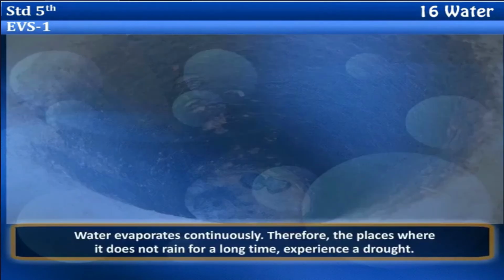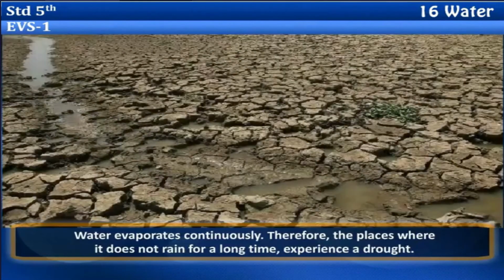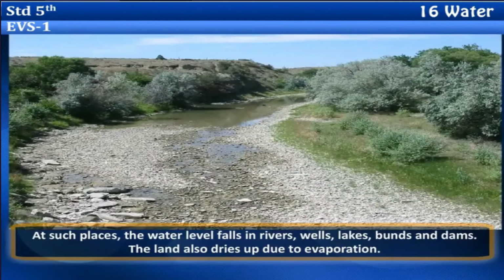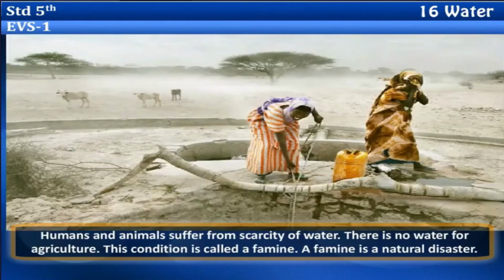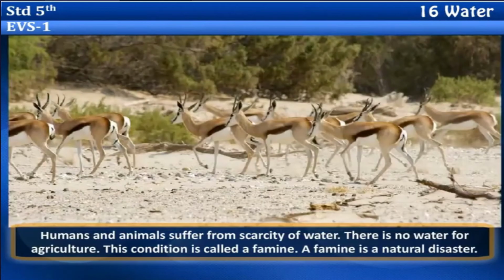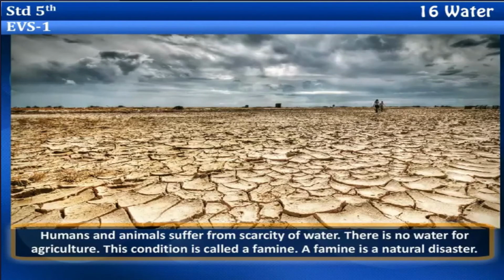Famine. Water evaporates continuously. Therefore, the places where it does not rain for a long time experience a drought. At such places, the water level falls in rivers, wells, lakes, bunds, and dams. The land also dries up due to evaporation. Humans and animals suffer from scarcity of water. There is no water for agriculture. This condition is called a famine.